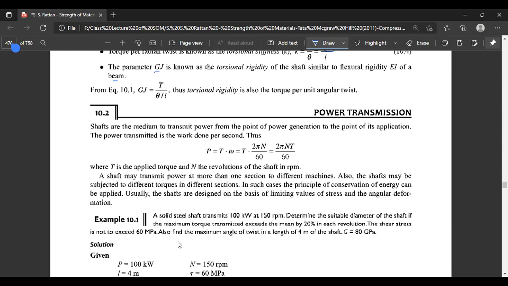Usually, shafts are designed on the basis of a limiting value of stress and the angular deformation. So the shafts are designed on the basis of the limiting value of stress and the angular deformation.